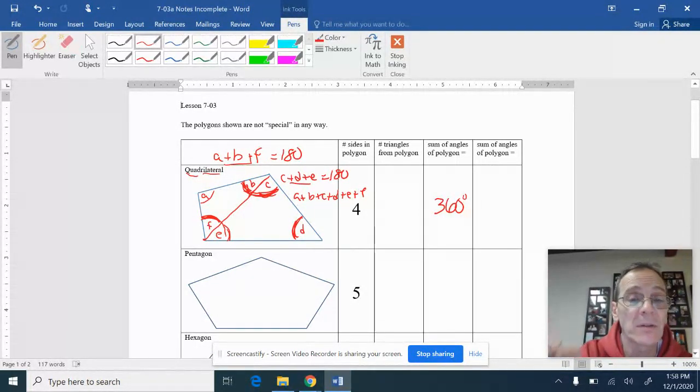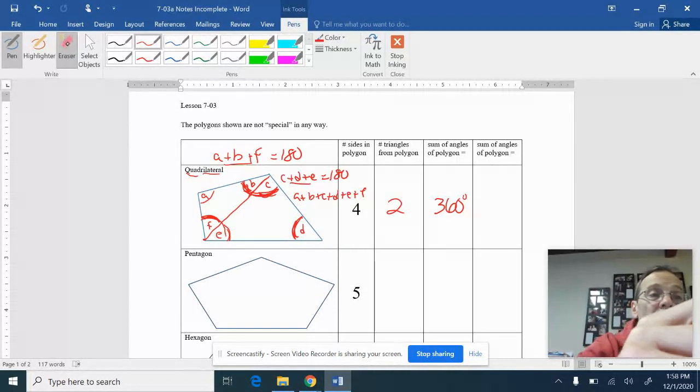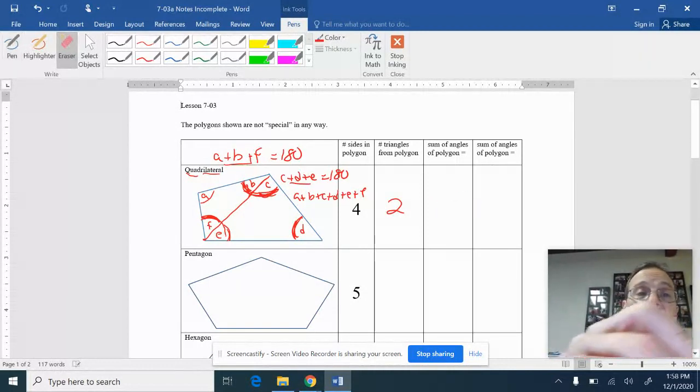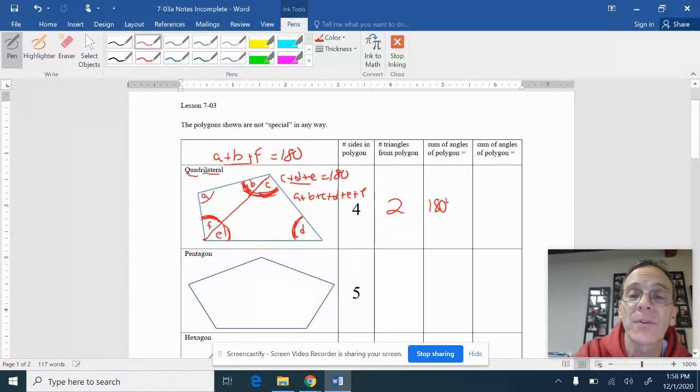Or here's another way to think of it. Since I divided this quadrilateral into 2 triangles, and each triangle has 180 degrees worth of angles in it, 180 degrees per triangle times 2 triangles is 360 degrees.